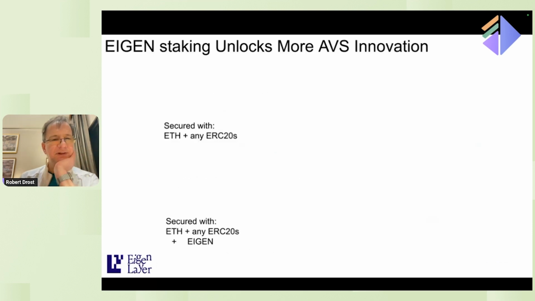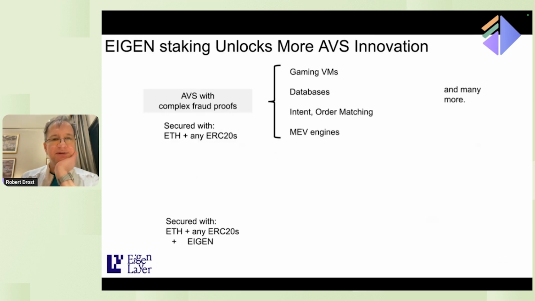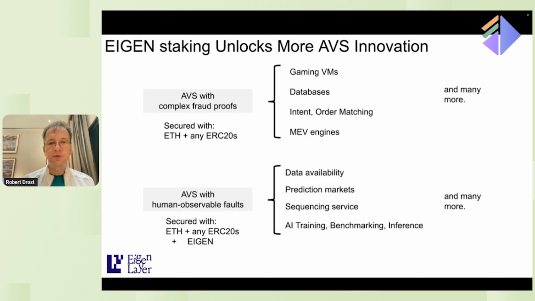So let me try to say that another way with some examples. If you are building AVSs and you're doing complex fraud proofs, you can do gaming VMs, you can do databases, you can do all sorts of things that are just mathematically provable on chain. And you can secure those with ETH as well as any ERC20s that are in the wide world of the crypto space right now. The things that are hard to do are off-chain, human observable faults that you really can't prove on chain.